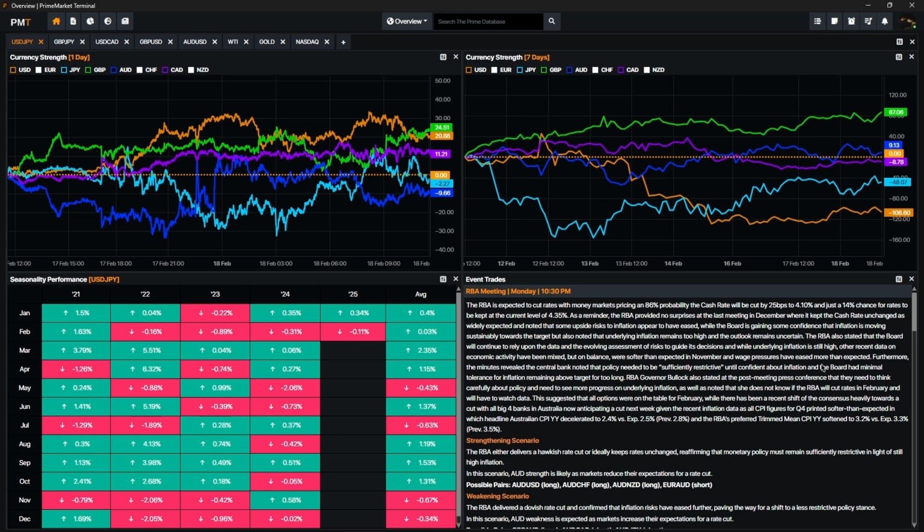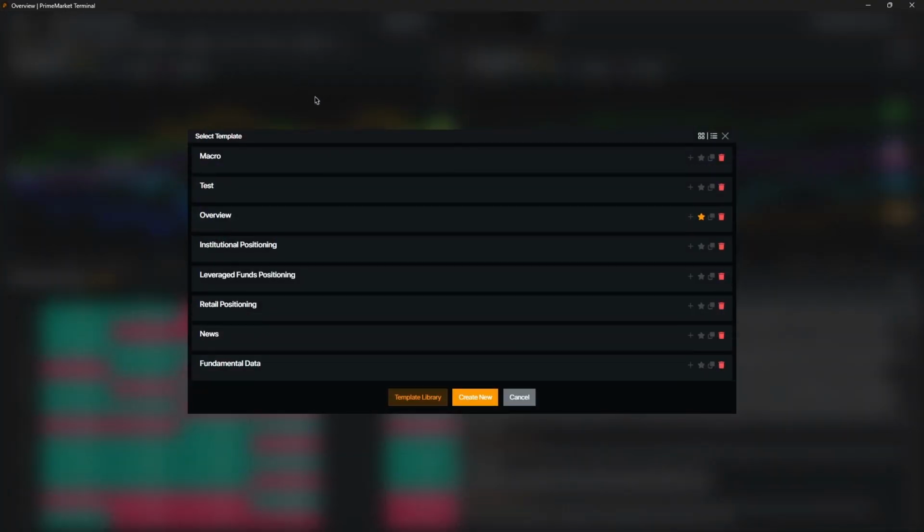So this right here, I like to look at it just to give me an overview, as this template suggests, as to what's coming this week. So that's the first template that I use, and this is just my main page.